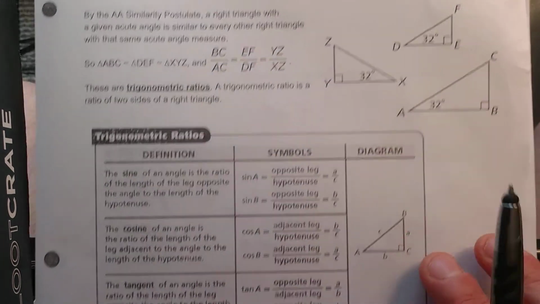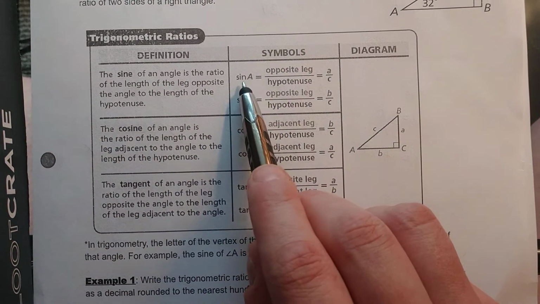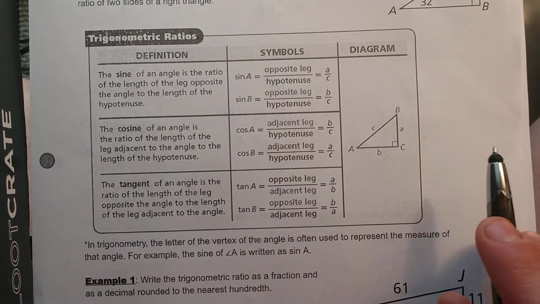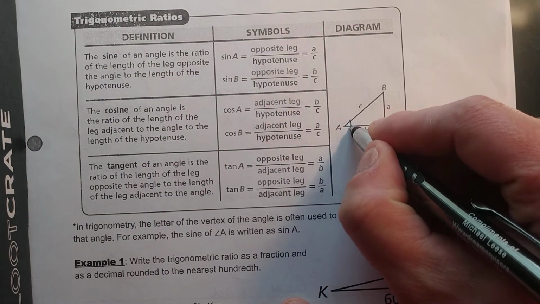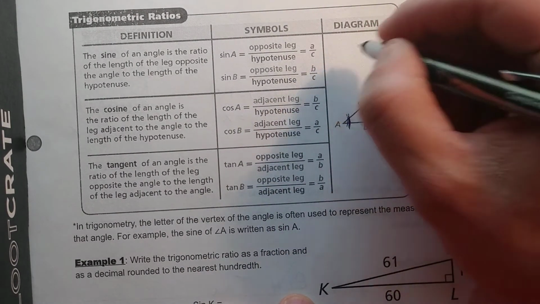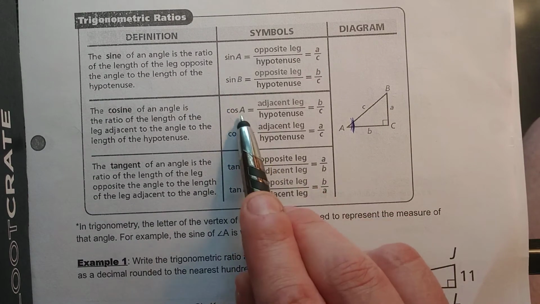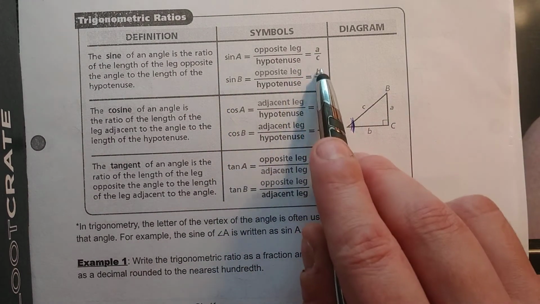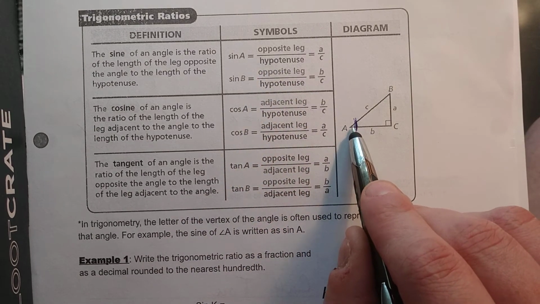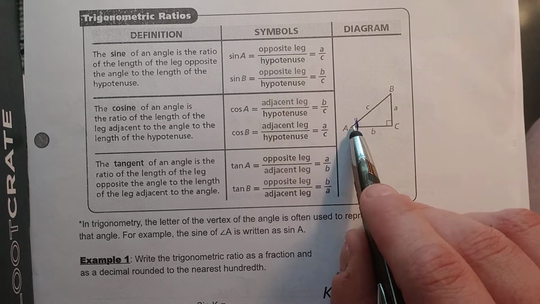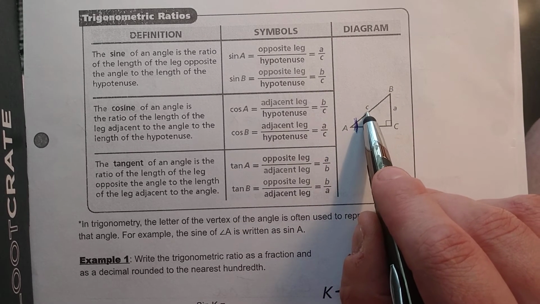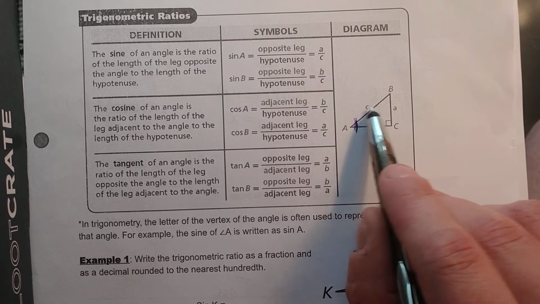If you're a little confused with what I just said, this is our SO. Sine of A equals the opposite leg over the hypotenuse. Remember, the capital letters mean angles, and the lowercase letters mean sides. So for the sine of angle A, we look at the opposite leg, which is a, over the hypotenuse, which is c. So that makes a little ratio.